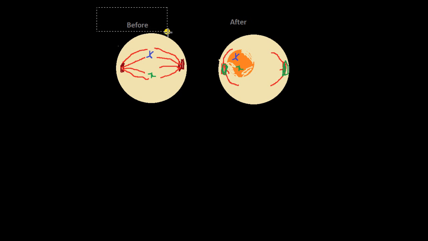I'm going to get rid of this before and after because it's redundant, because the before of one is the after of another. So this is metaphase right here. And since the text is moved out of the screen, I'll just label it metaphase.